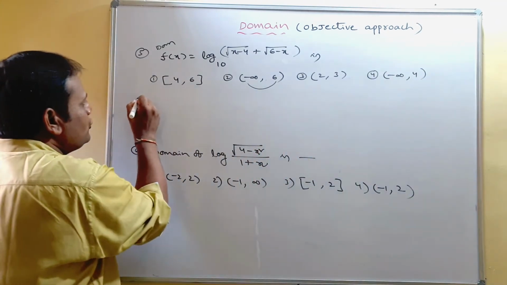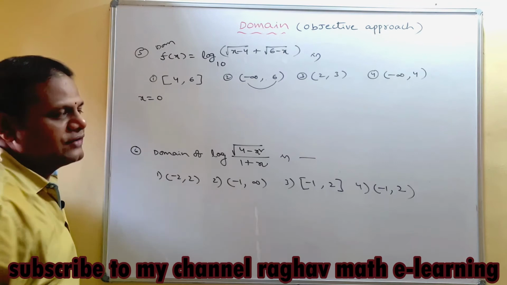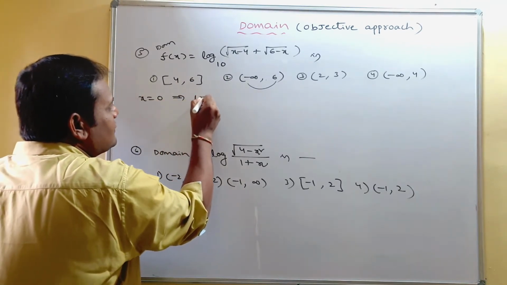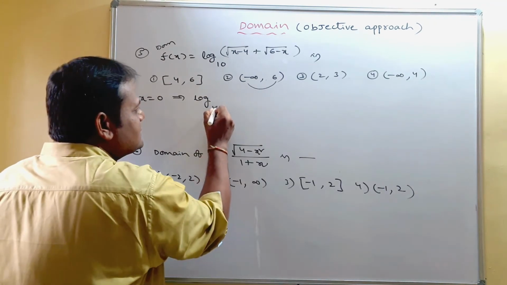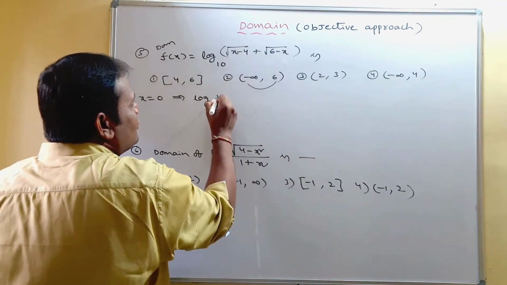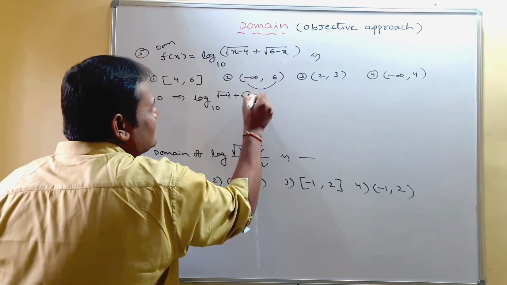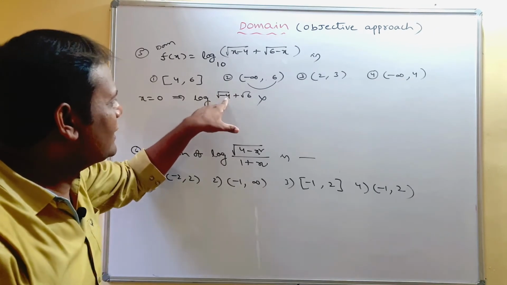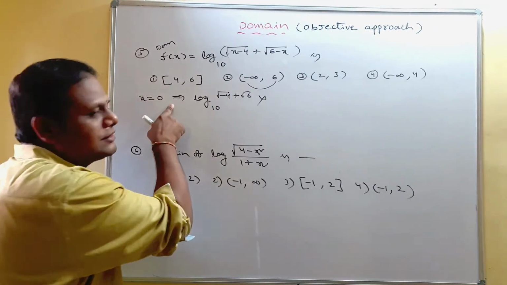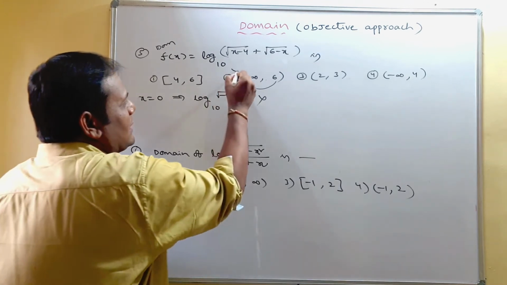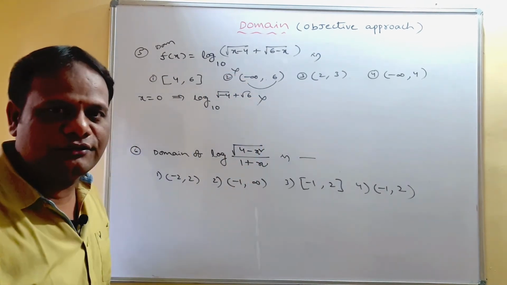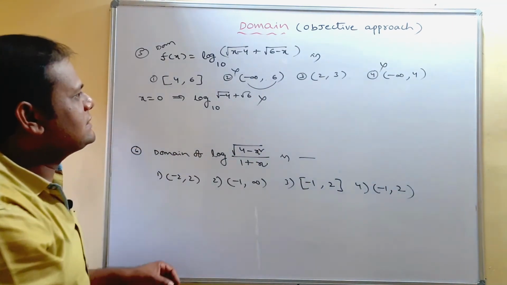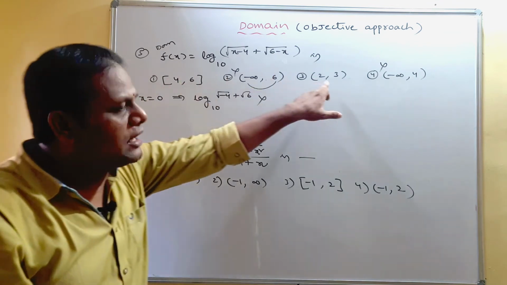So you go with x equal to 0, check whether it is defined or not. What happens for this function at x equal to 0? You observe base is 10. If I take x equal to 0, it is root minus 4 plus root 6. Is it defined? No, it is not defined. Why? Because in root we have negative value. So can we go with 0? No. So second option wrong, because in second option we have 0. Fourth option wrong. In fourth option we have 0. So answer may be either first option or third option.